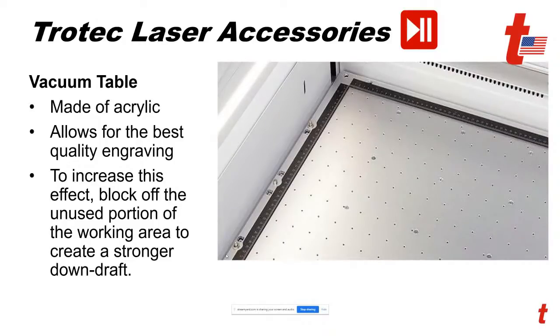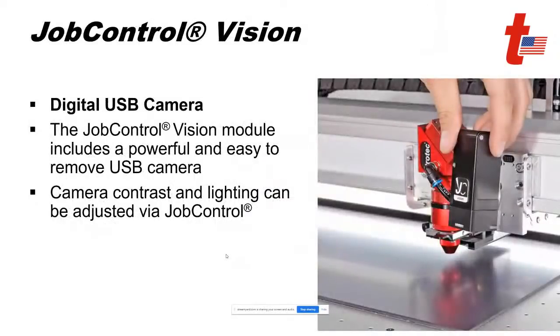Again, this is not a table that I would recommend cutting on. So if you're planning on cutting the material, yes, you can cut on it, but excess energy, if it goes through something like fabric, is going to hit this table, and that energy has nowhere to go after that. And so it's going to reflect right back into the fabric, and it can actually produce some undesirable effects. So if you do want to cut, I do not recommend the vacuum table. JobControl Vision is an outstanding one.